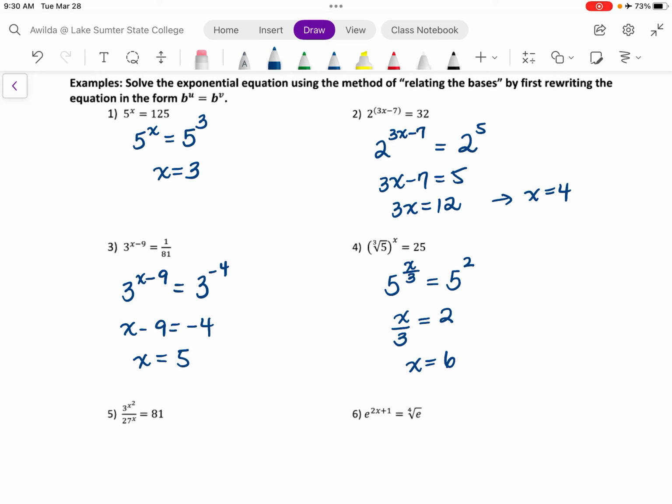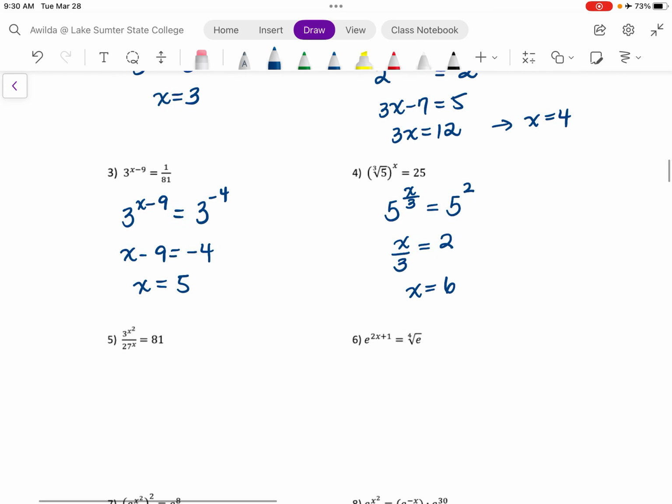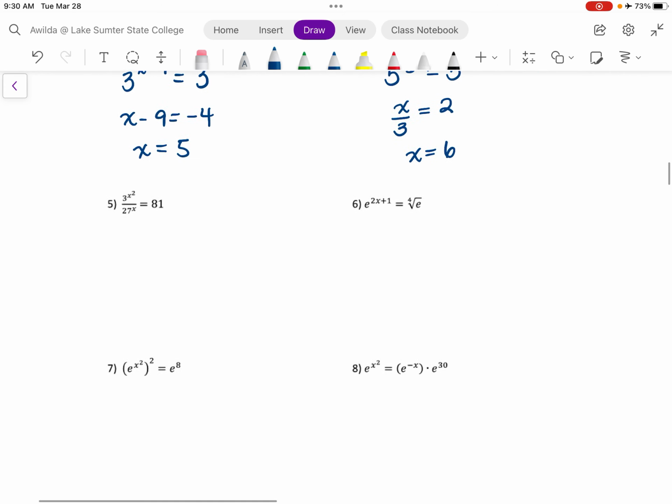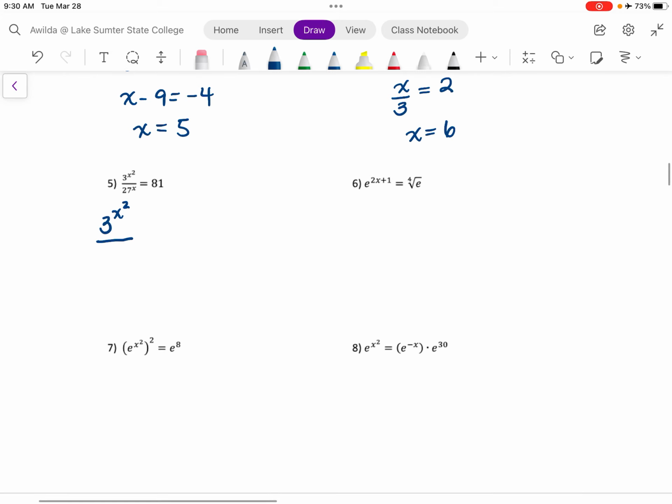Next, we have 3 to the x squared divided by 27 to the x power is equal to 81. I see a square, so I'm predicting that this one might be a little bit more work. Let's see how we can rewrite these as powers of 3. I think 3 is the common base that we're going to aim for. So I already have 3 to the x squared power. I'm going to write 27 as 3 to the 3rd power, which it is. And then 81, as we saw earlier, is 3 to the 4th power.